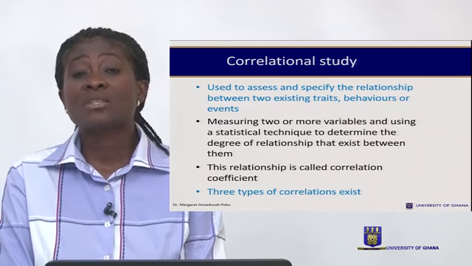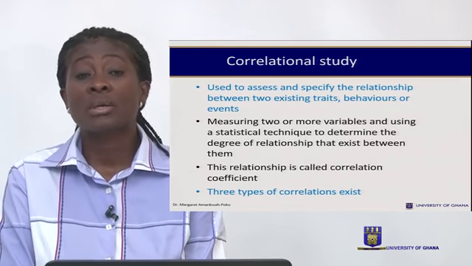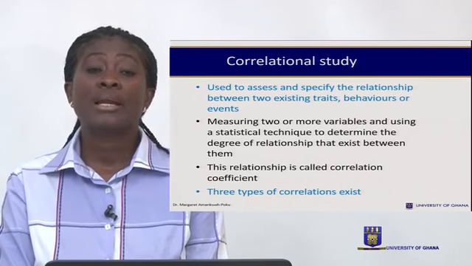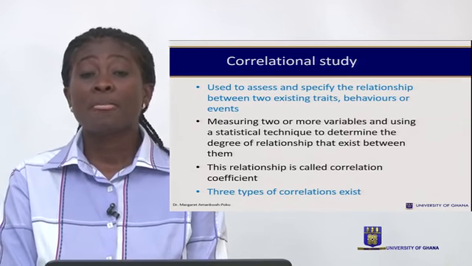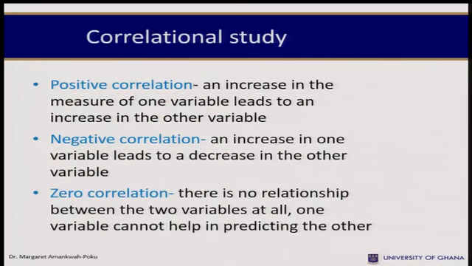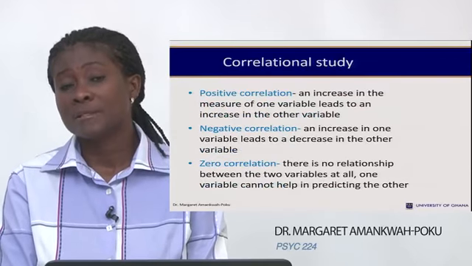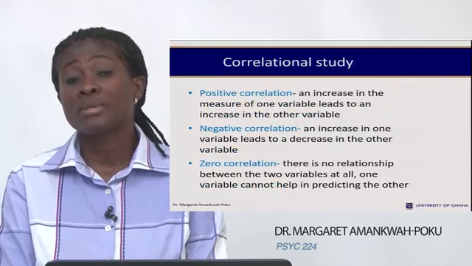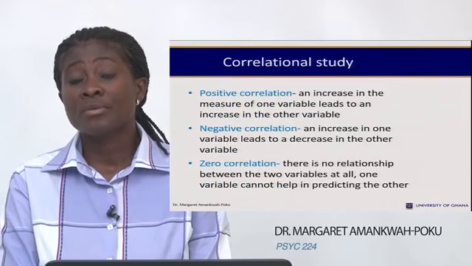Now, the relationship that you study in correlation is referred to as correlation coefficient, and you can have three different types of correlation coefficient. You have positive correlation, negative correlation, and zero correlation. And I've explained that. So with positive correlation, an increase in the measure of one variable leads to an increase in the measure of another variable. So for example, we may find that as motivation increases, performance also increases, or productivity also increases.